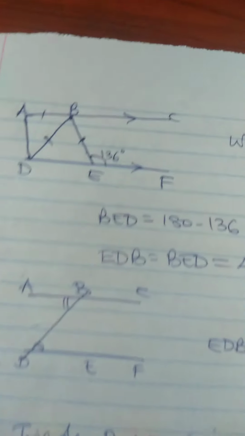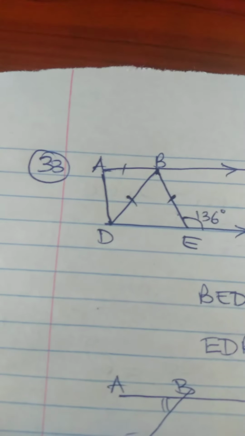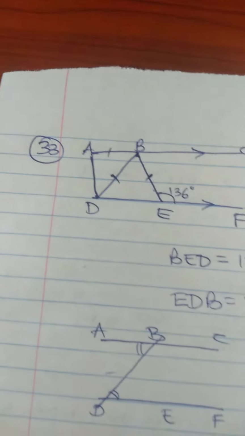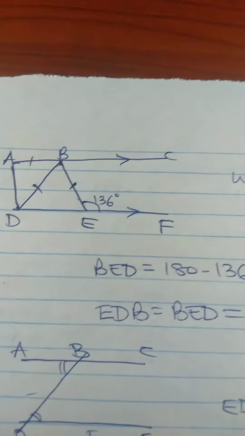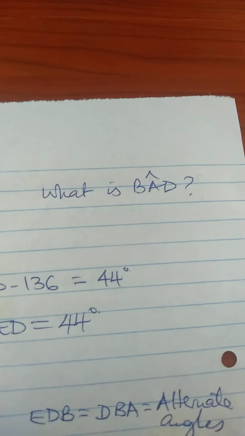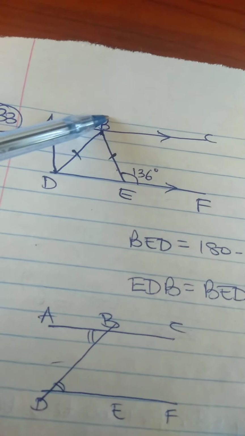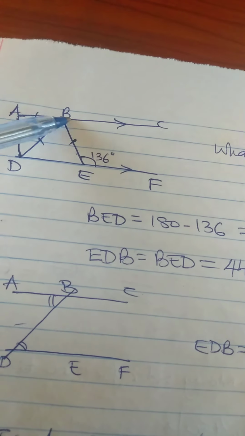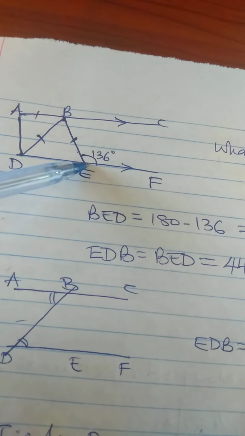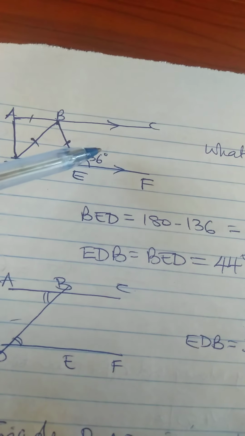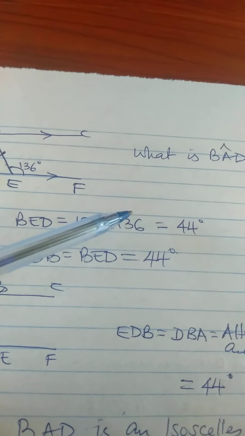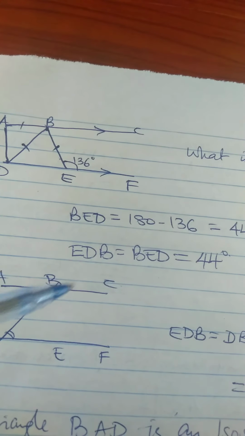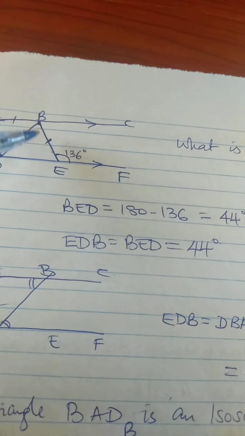Then number 33. Number 33 is a question on geometry. You are given this. You are asked what is BAD. I've said BED. I have to look for this. It's 180 minus 136 to give me a value of 44. BED is 44. Angle here is 44.